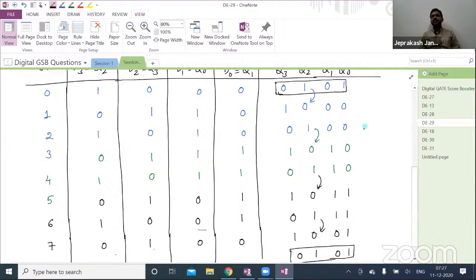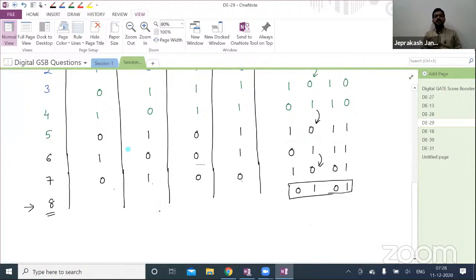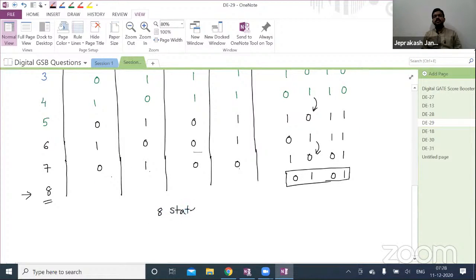Yes, very good. Here we're having 8 states, right? Yes, the number of states is 8. So with respect to this, we can define it as a mod 8 counter. Mod 8 counter. It is very simple.